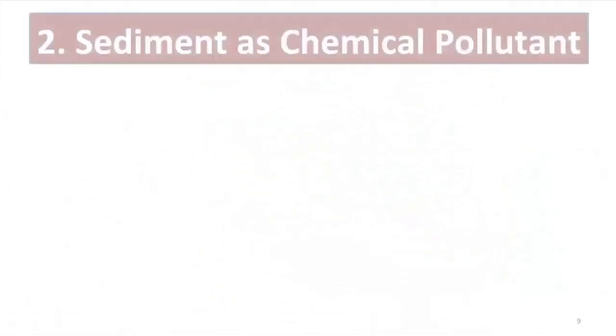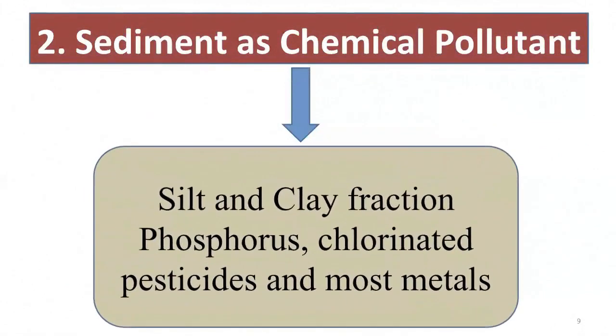If the sediment may work as a chemical pollutant, then the silt and clay fractions, that is less than 63 micrometer fraction, is a primary carrier of the adsorbed chemicals, especially phosphorus, chlorinated pesticides and most of the metals, which are transported by these sediments into our aquatic systems in the form of water, oceans, streams. This means that the role of sediment in chemical pollution is tied both to the particle size of the sediment and to the amount of particulate organic carbon associated with that sediment.